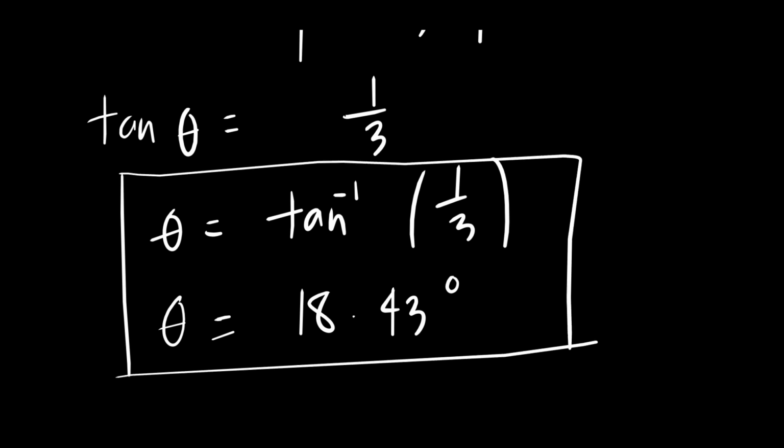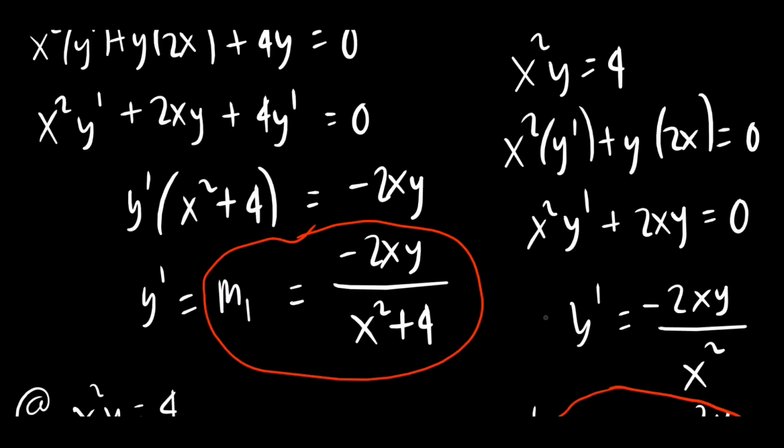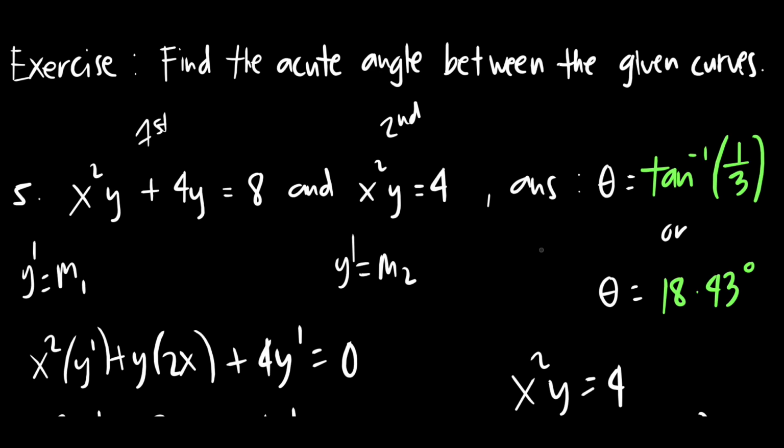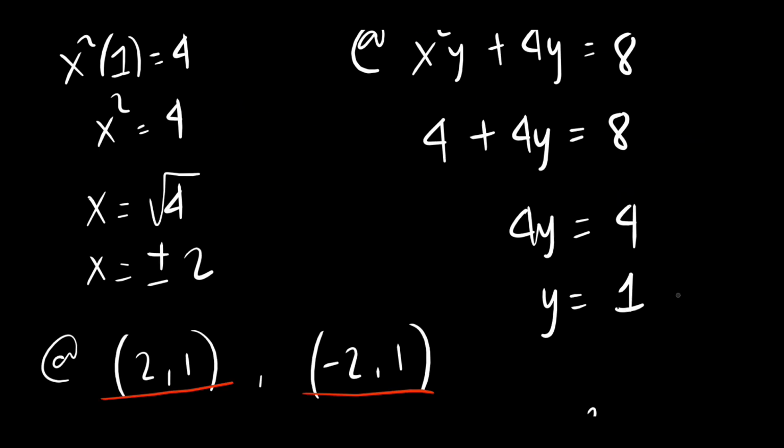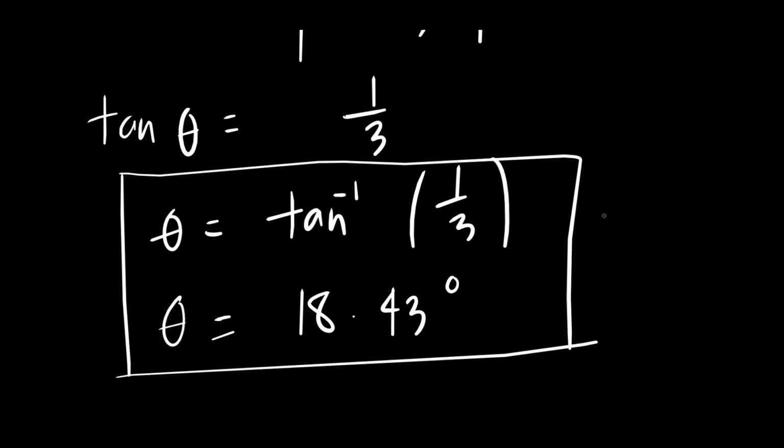So let's check if our answer is correct. Arctan of 1/3. Our answer here is theta equals arctan of 1/3, or 18.43 degrees. So our answer here is correct. That's all for the angle between two curves.